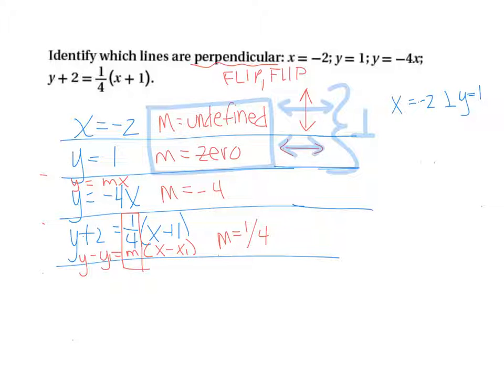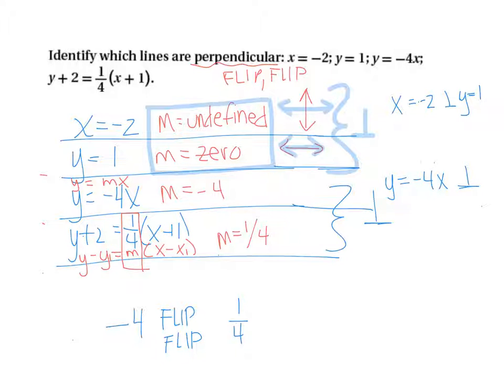And for our next two, these are actually perpendicular to each other as well. Because if m is -4, and you do the flip of that, the negative reciprocal, it would become positive, and the 4/1 would become 1/4, positive 1/4. And that's what we have for our second slope, m equals 1/4. So y equals -4x is perpendicular to y plus 2 equals 1/4 x plus 1.